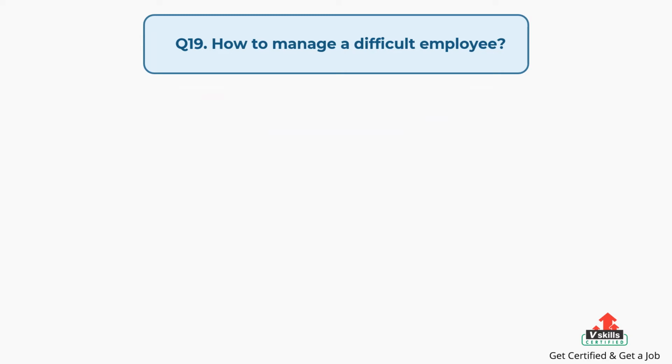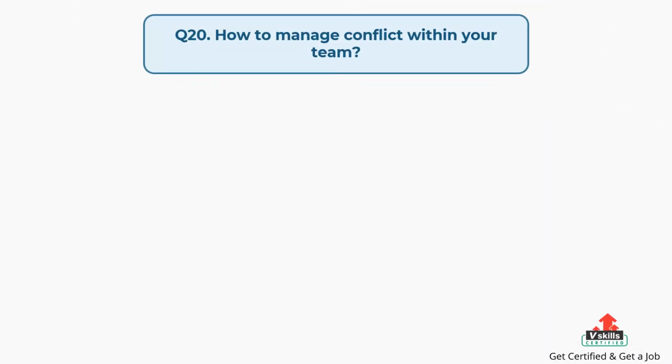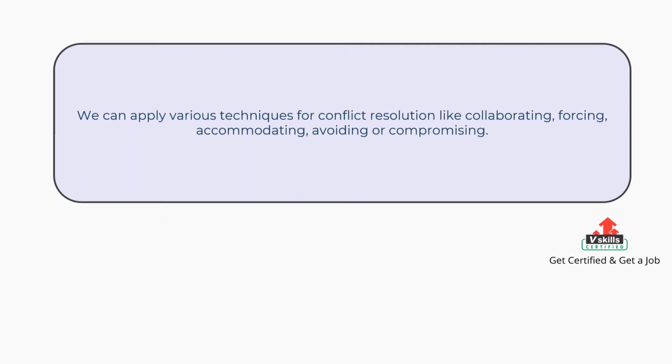Question number 19. How to manage a difficult employee? The answer is, managing a difficult employee involves connecting with them to address issues being faced by them, listening to them, and having clear communication without any negative bias. Question number 20. How to manage conflict within your team? The answer is, we can apply various techniques for conflict resolution like collaborating, forcing, accommodating, avoiding, or compromising.